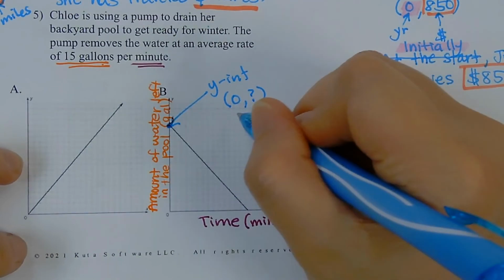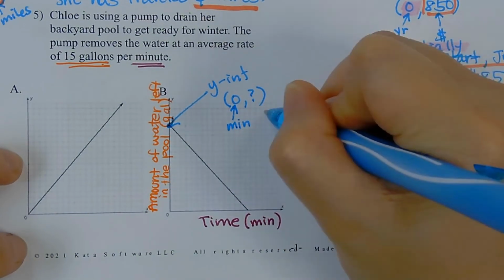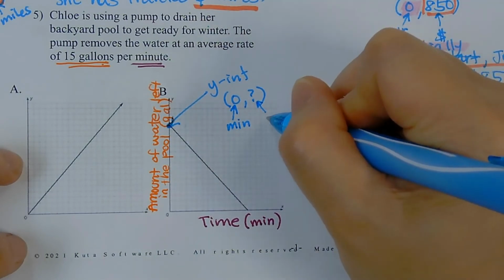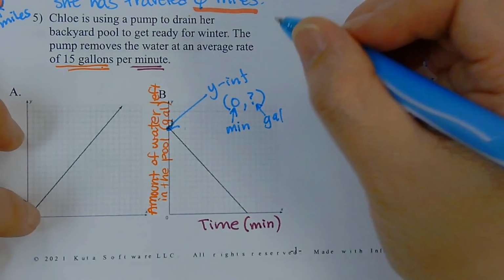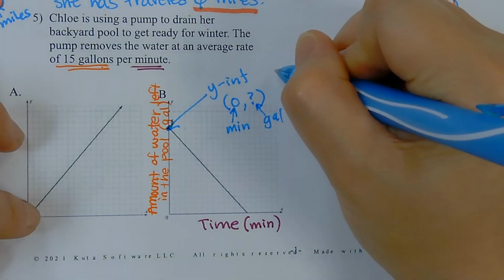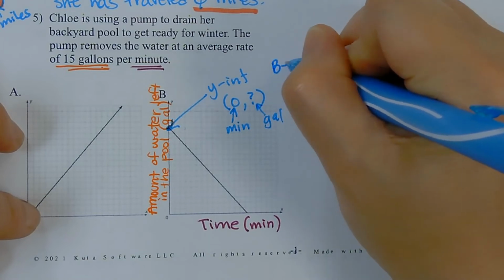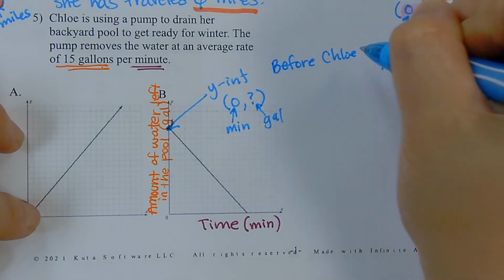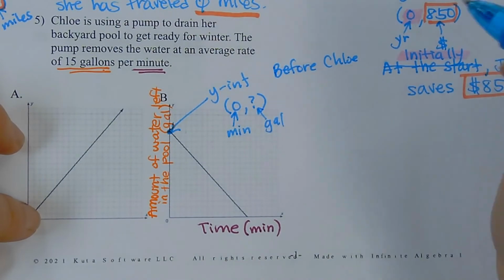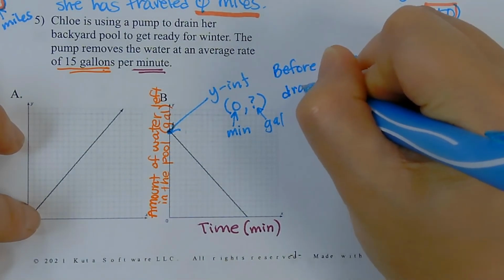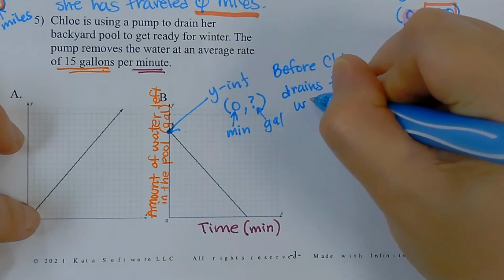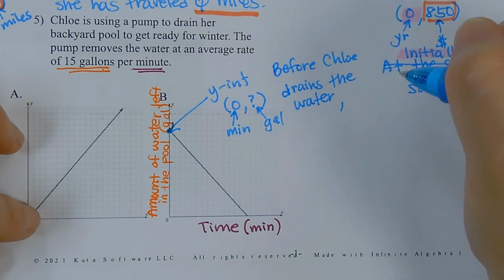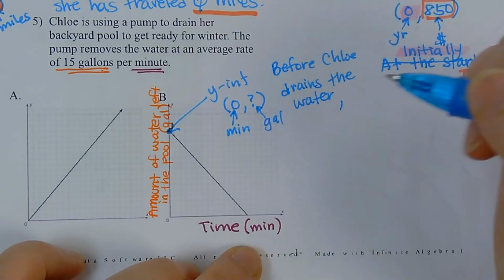We just know that at the start, because remember this is in minutes, at 0 minutes, that's going to be in gallons. We know that we're going to have a full pool. So I'm going to say before Chloe, because technically she hasn't started yet. That's 0 minutes. No minutes have passed. Before Chloe drains the water, there is, what should we call that?